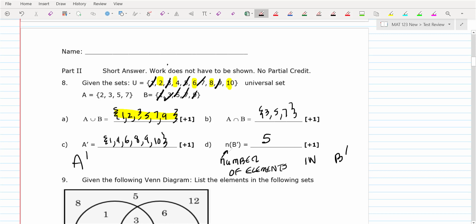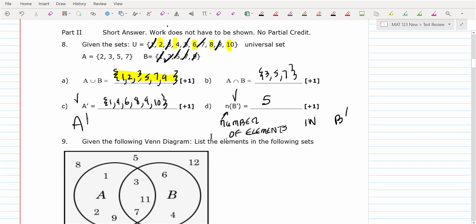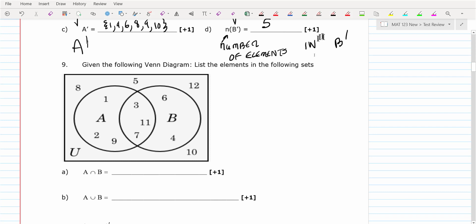So I think you're asking, is B complement the same idea as A complement? Yes, it is. But the difference on this problem is I'm not asking for the set. I'm asking you how many things are in that complement. That's the difference between the two problems. Okay, now I got what your question was. Okay, all right. So let's kind of begin to look at this stuff now.